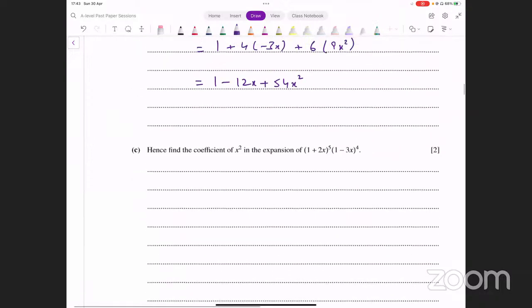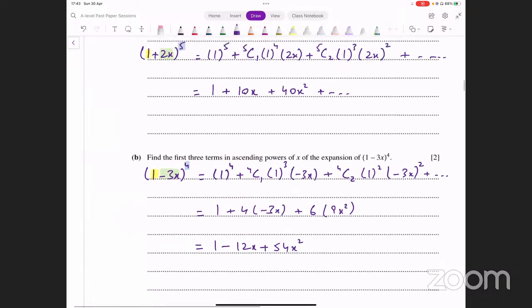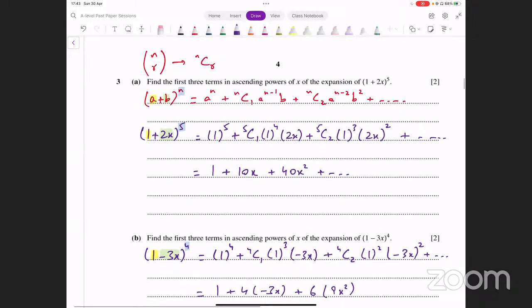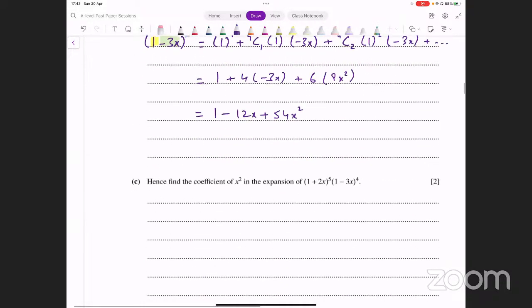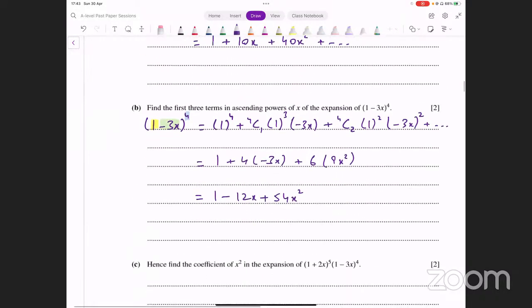Let's move on. Now it says, hence find the coefficient of x squared in this expansion, (1 + 2x) whole raised to power 5 and (1 − 3x) whole raised to power 4. इस एक्सपेंशन में आपने क्या करना है, x स्क्वायर का कोएफिशिएंट निकालना है. अब देखिए उसने फर्स्ट थ्री टर्म्स आपसे ऊपर इसलिए निकलवाई हैं क्योंकि आप उसको यहाँ पे यूज कर सकते हैं.